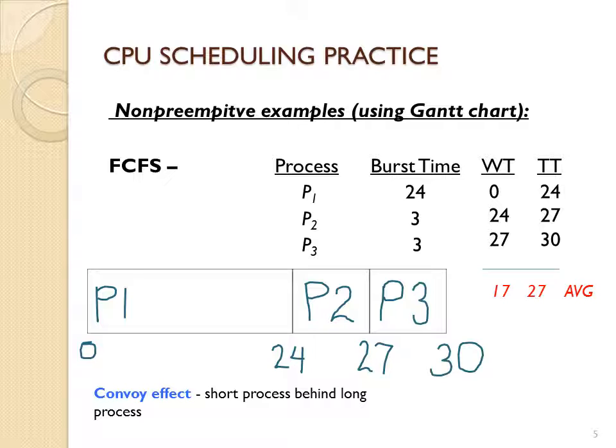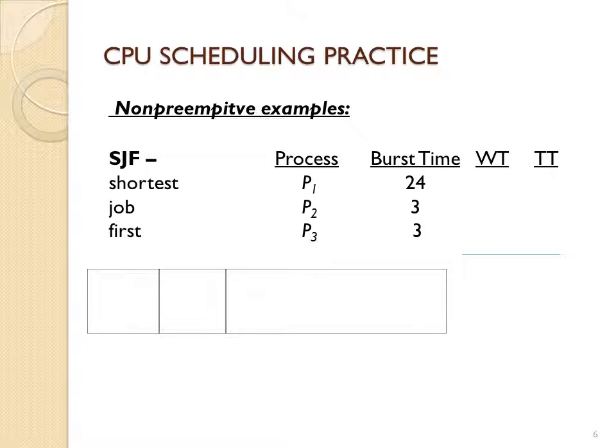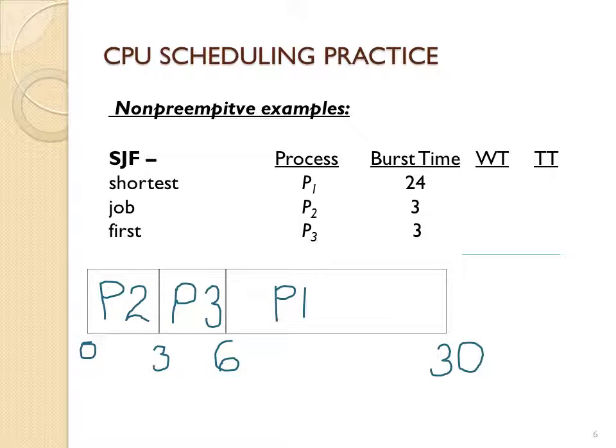Now we're going to do the same exercise, but with shortest job first. That means they all arrive at time 0, but we're going to run them in the order of the shortest ones in front and the longer ones in the back. So P2 will go first for 3 time units, followed by P3 for 3 time units, followed by P1 for 24 time units. The total time it takes is still 30 time units, but putting the shorter jobs in the front will change the results for the wait times and turnaround times.